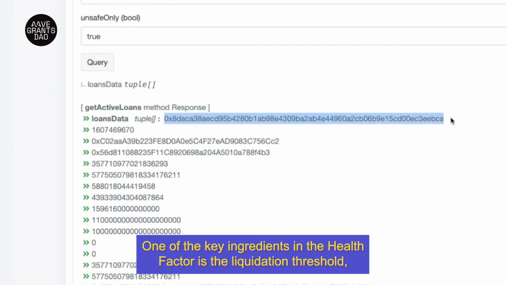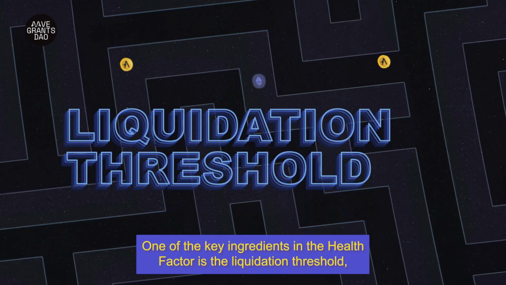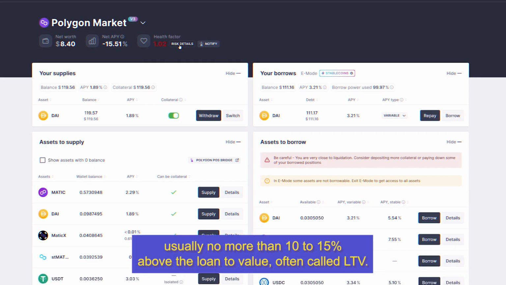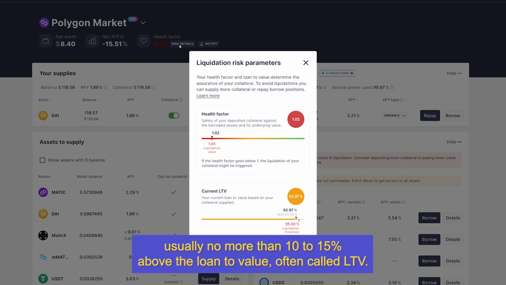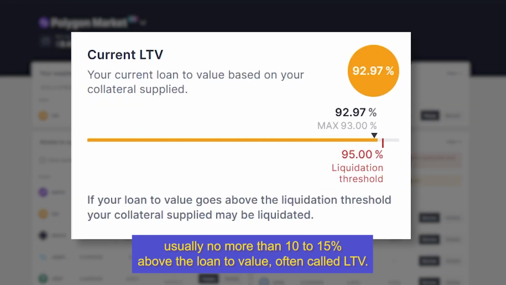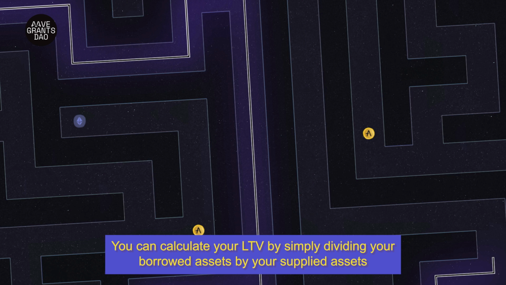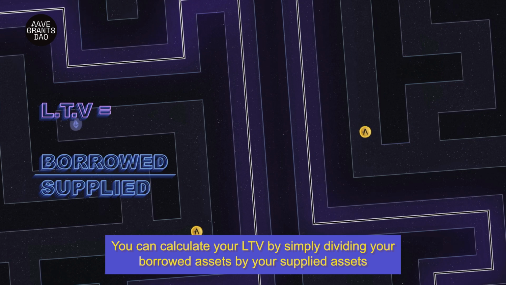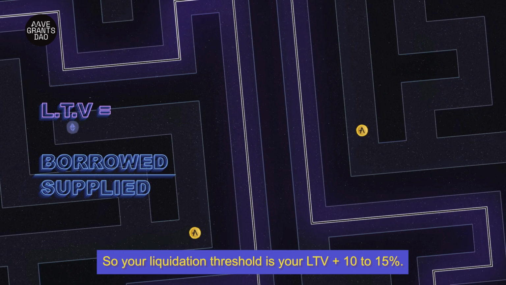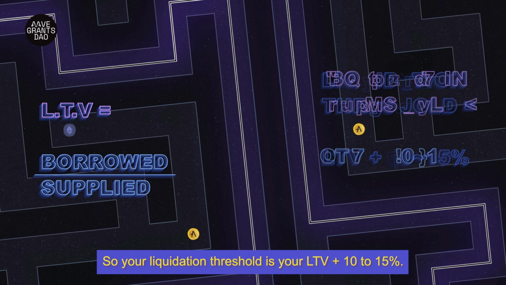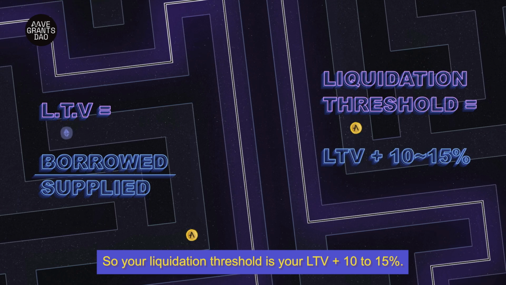One of the key ingredients in the health factor is the liquidation threshold, usually no more than 10 to 15% above the loan to value, often called LTV. You can calculate your LTV by simply dividing your borrowed assets by your supplied assets. So, your liquidation threshold is your LTV plus 10 to 15%.